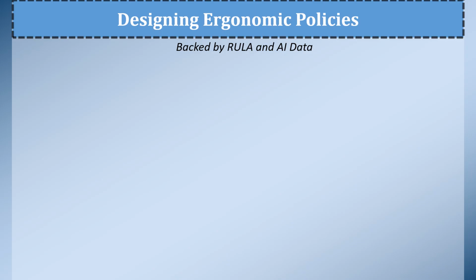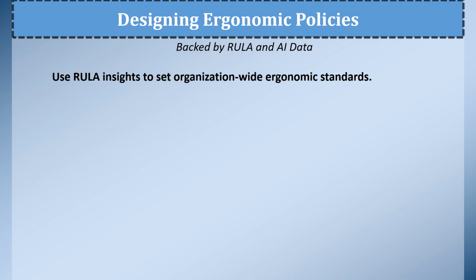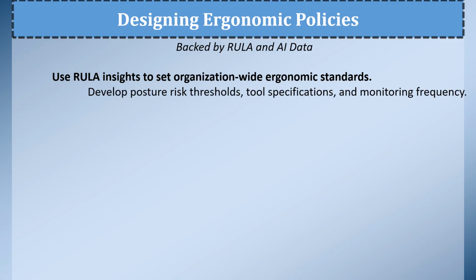Designing ergonomics policies backed by ROLA and AI data. Use ROLA insights to set organization-wide ergonomic standards. When ROLA data is consistently collected, organizations can define benchmarks like limiting ROLA scores above 5 and specify furniture or software that align with the ergonomic safety targets. These become actionable workplace policies.